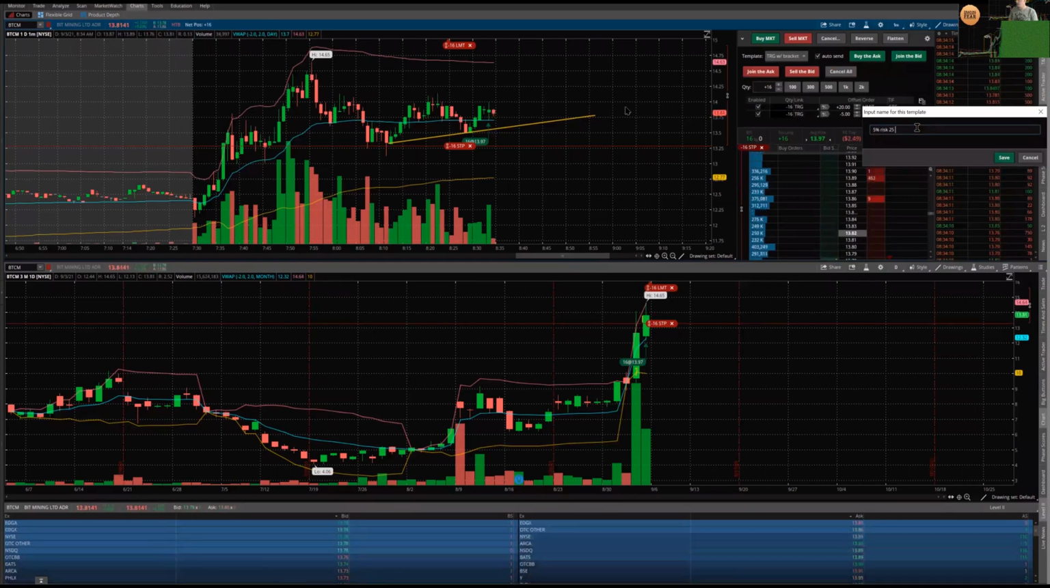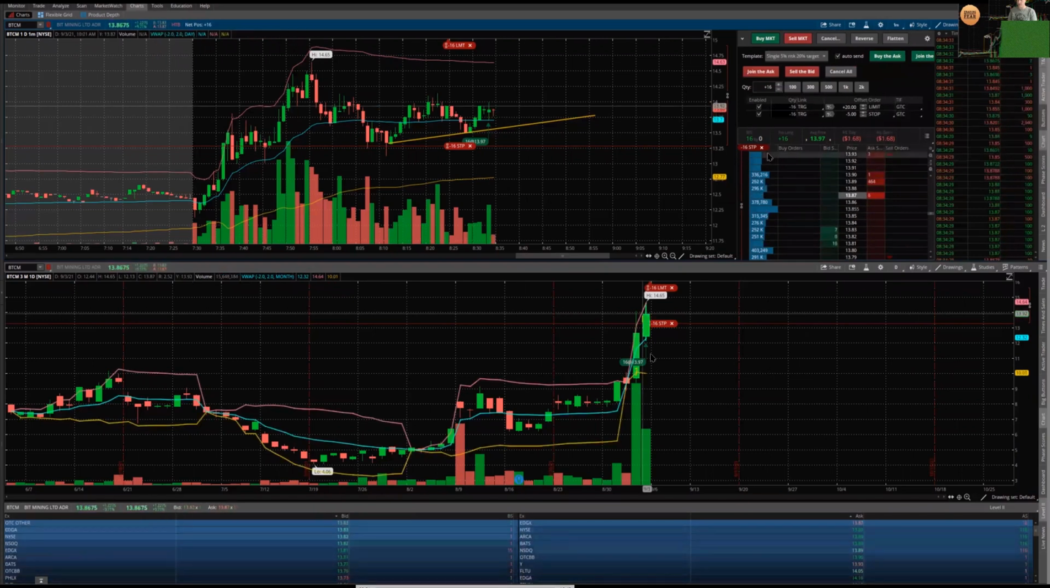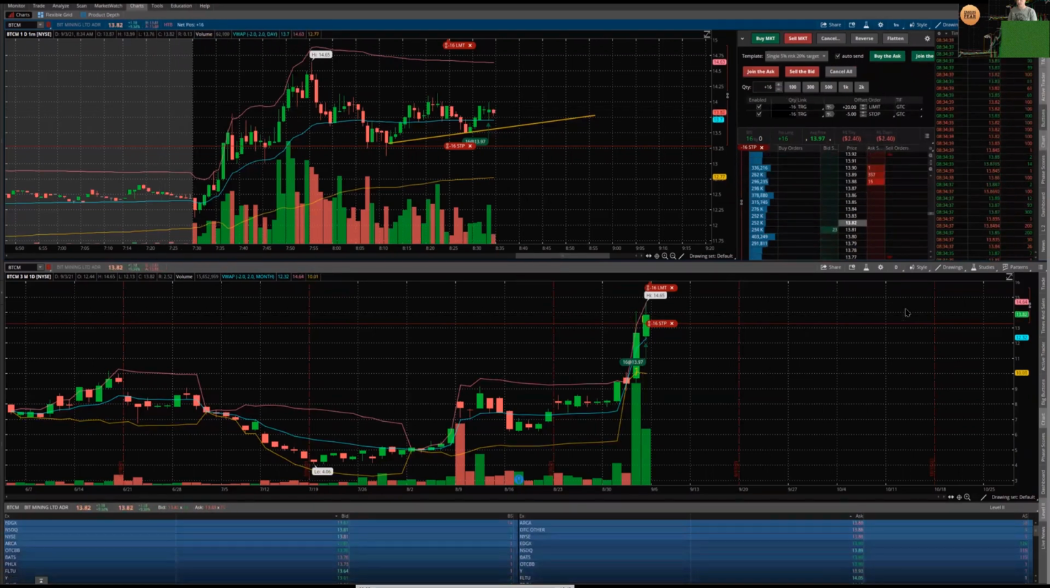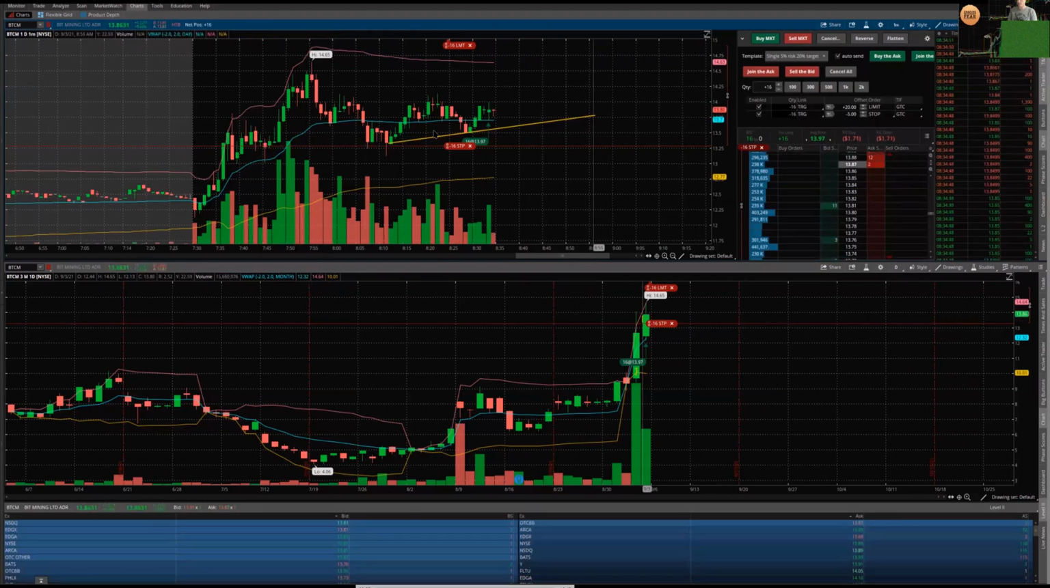So this is BTCM. It's a former runner, had pretty heavy volume, and had a nice clean breakout over that $10 range. My thought process was that if it can hold above key levels and form support, it may continue going on.